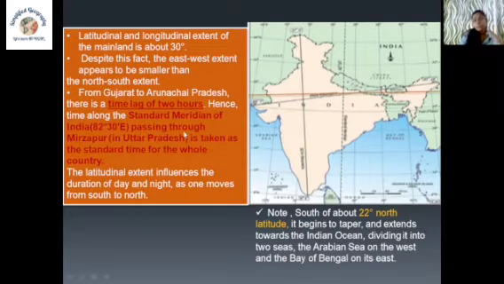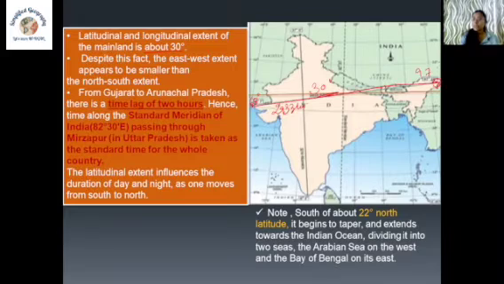Now let us come to the latitude and longitude extent. I have already said that the extent of the mainland is about 30 degrees. That means we will start from here to here. It is 68 degrees and 97. So what is coming? A 30 degree difference. Despite this fact, the east-west extent appears to be the smaller one. It is 2933 kilometers. That means the east-west corridor.